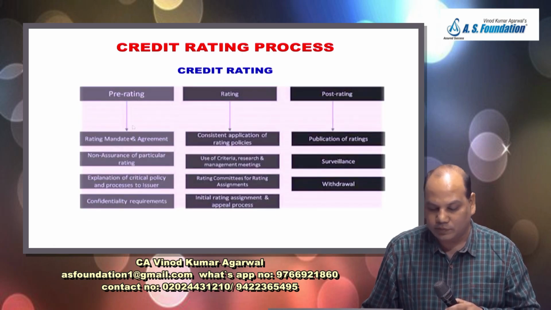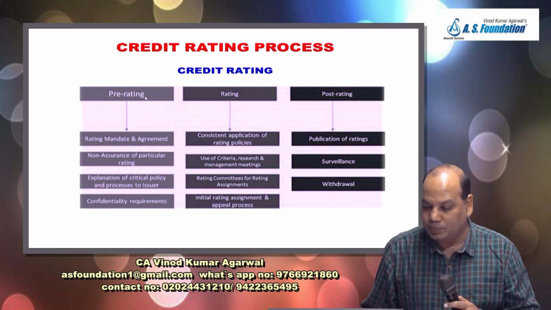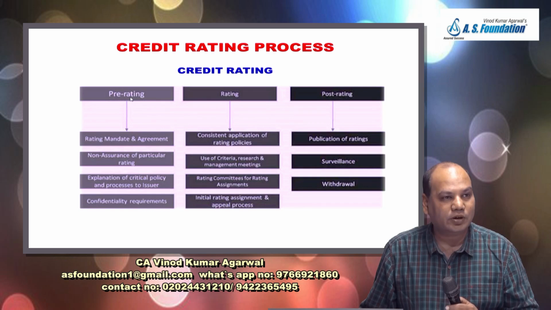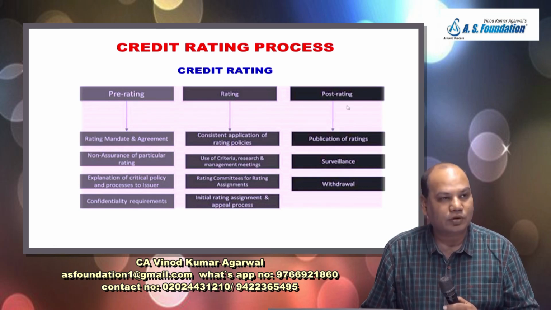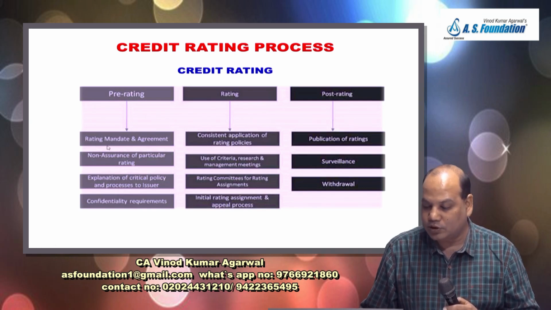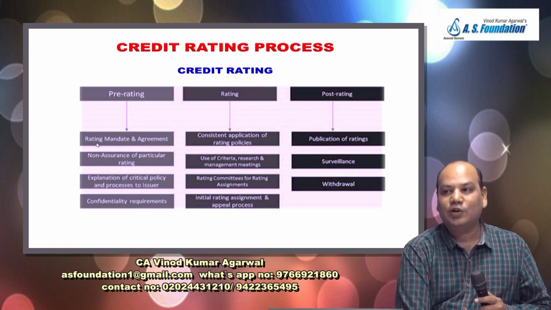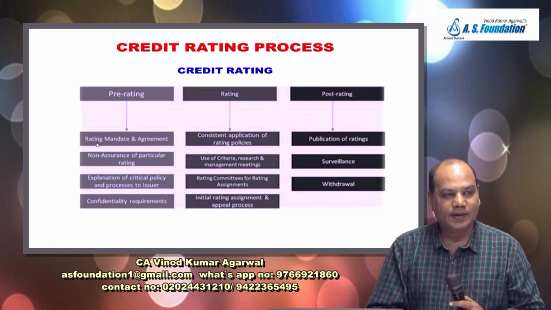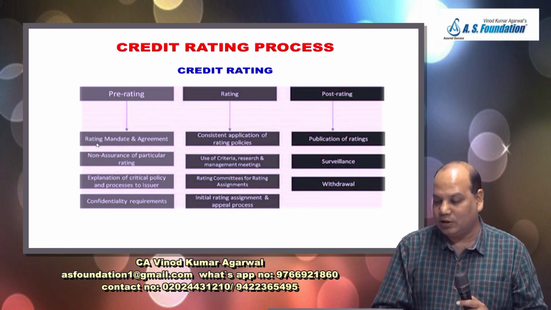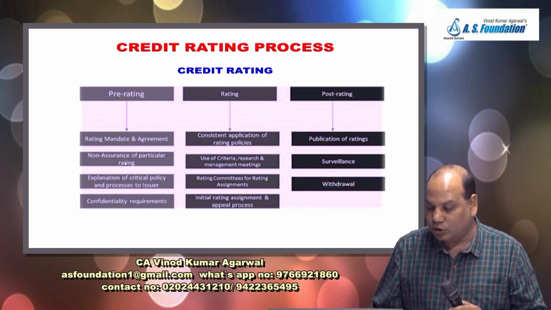Okay, now here they have given a small flow chart how the credit rating is done. Pre-rating, what they do before they do the rating, and then rating, and then after rating also. So pre-rating involves rating mandate and agreement. Rating mandate means what instrument has to be rated, and then the issuing company and the credit rating company will enter into an agreement.